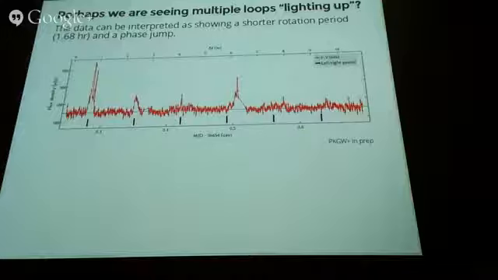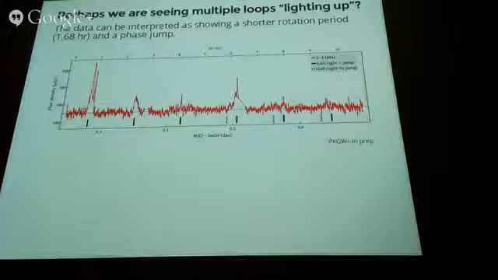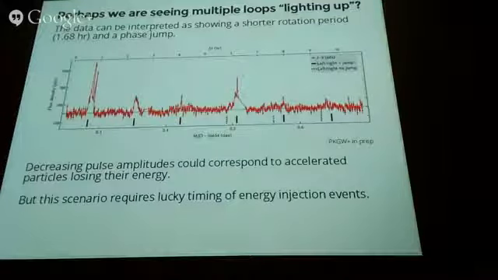One thing I want to add, though, is if you want to get adventurous with your interpretation, here's averaging the 2 frequencies. If we assume a somewhat shorter rotation period, you can line up the peaks better for these first 3, though worse for these. If you add a little phase jump, you can recover a better fit here. So you can imagine in that loop model, maybe there's some kind of burst of particle acceleration at a time before here that happens to light up radio emission from one magnetic loop. And then maybe this decrease in amplitude is a fading of that burst of particles.